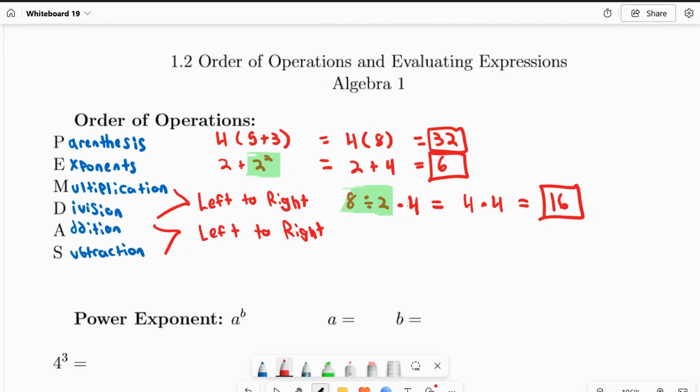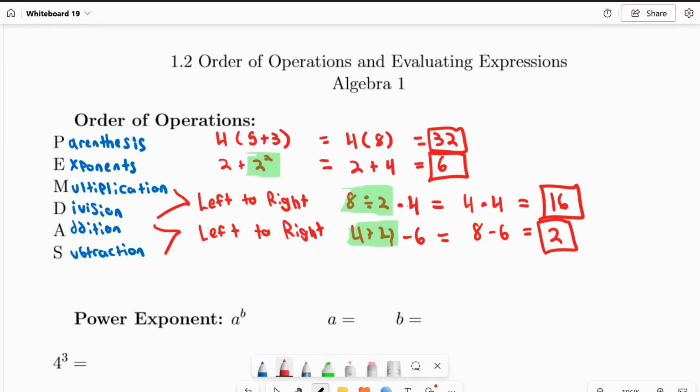Similarly, with addition and subtraction, I've got 4 plus 4 minus 6. We're going to start going left to right. So we're going to start with 4 plus 4. 4 plus 4 gives us 8. Minus 6. 8 minus 6 gives us 2.